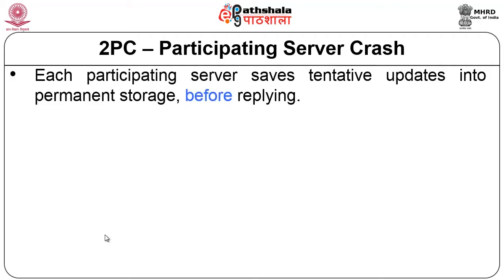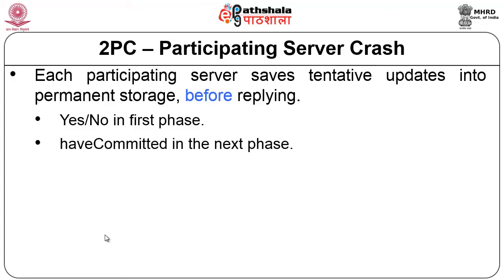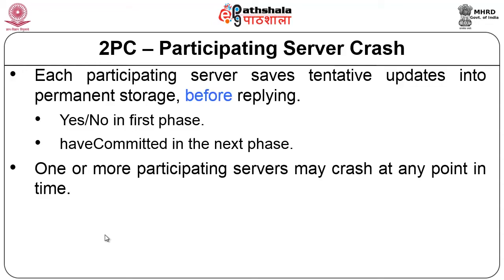So, let us look at what happens when one of the participating servers crashes. Each participating server is supposed to put its decision in stable storage. In the first phase, after it gets can commit, it decides yes or no, writes in the stable storage and then sends the decision. In the next phase, have committed, it writes in the stable storage and sends the decision.